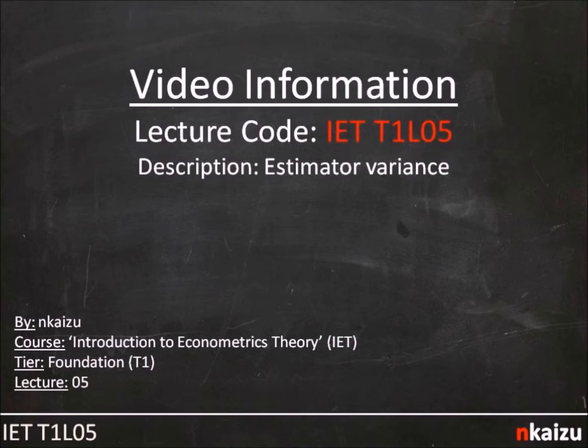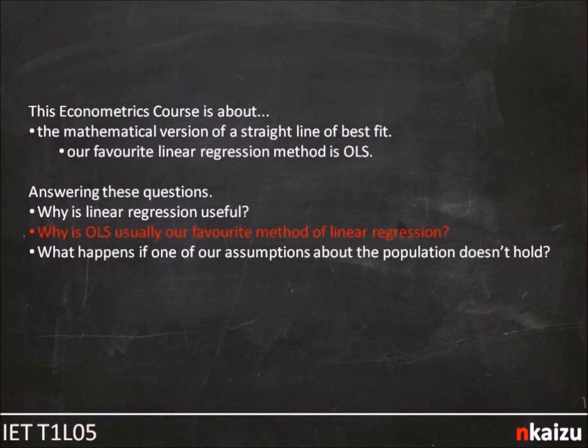Hello, this is lecture 5 of nkaizu's Introduction to Econometrics Theory course. In this video we'll be talking about estimator variance. As always, we'll start with the big picture, but in this video we're going to focus on the second question, the one in red. Why is OLS usually our favorite method of linear regression?